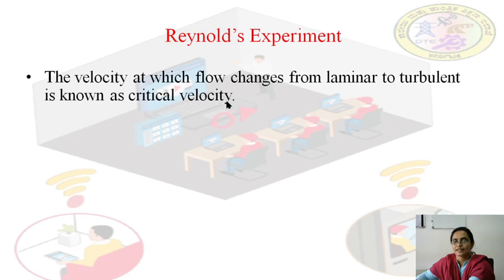So what is critical velocity? The velocity at which flow changes from laminar to turbulent is known as critical velocity. So the term critical velocity is the velocity at which the flow changes from laminar to turbulent.